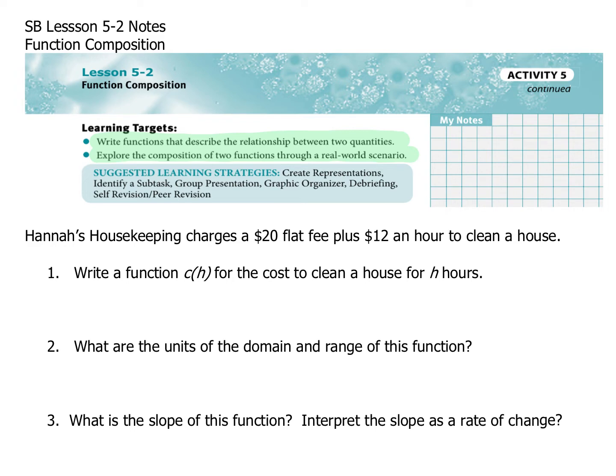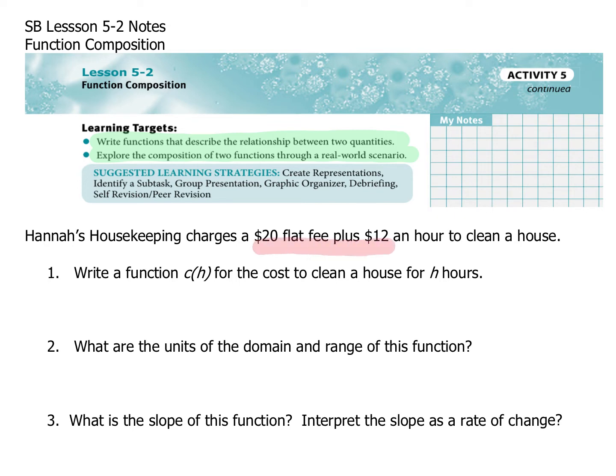Hannah's housekeeping charges a $20 flat fee plus $12 an hour to clean a house. Number 1 is asking us to write a function C of H for the cost to clean a house for H hours. Instead of using f of x and x as our output and input, we're switching it up. So since we're using the variable h in terms of our input, let's figure out with the given information how we would write that part first.